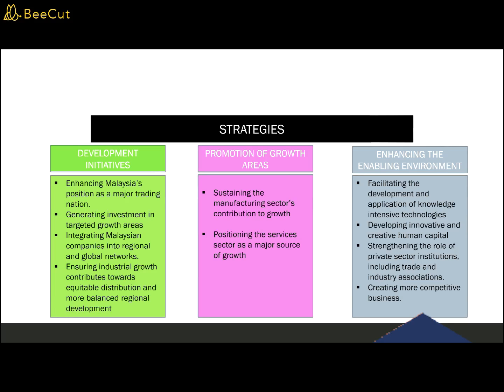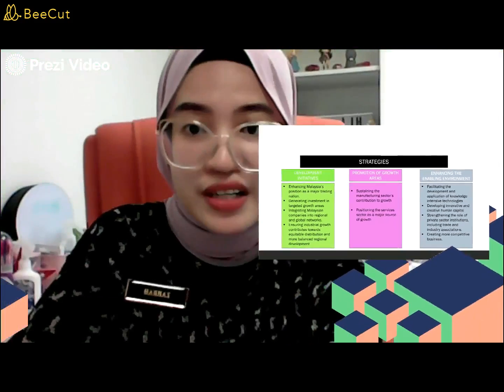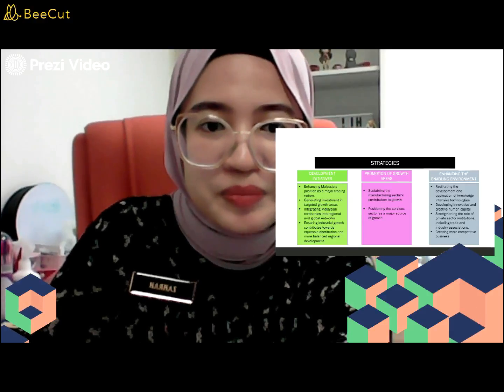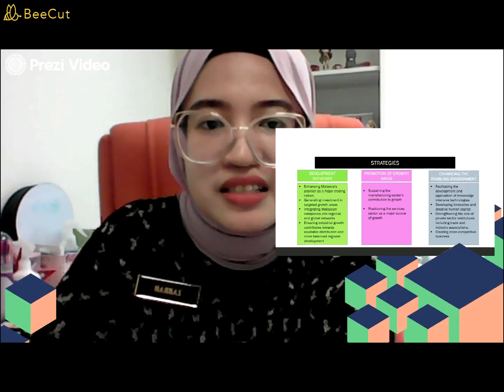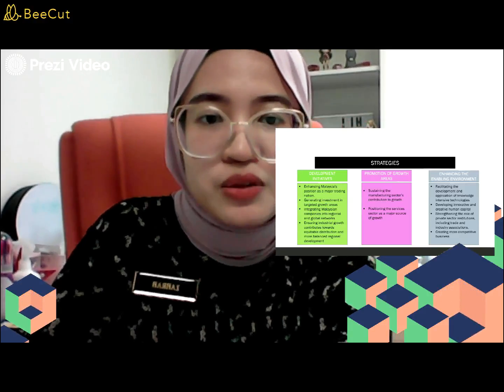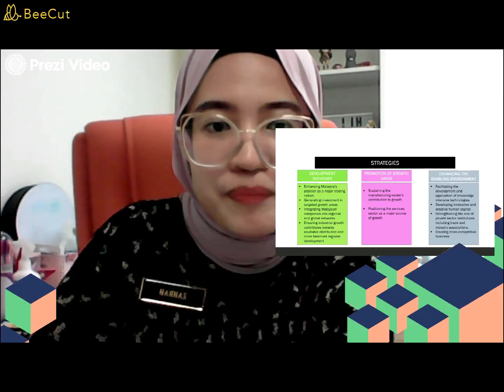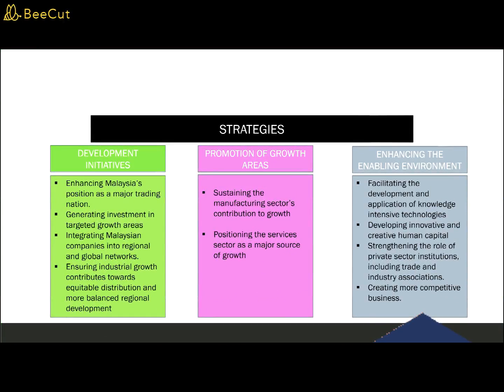Then we move towards the second section, that is to promote growth areas. Meaning to say, these are the strategies that have been implemented in order to promote growth areas. These strategies include sustaining manufacturing sectors' contribution to growth, and also positioning the services sector as a major source of growth. And last but not least, the third section, that is to enhance the enabling environment, which includes facilitating the development and application of knowledge-intensive technologies, and then developing innovative and creative human capital, as well as creating more competitive businesses.